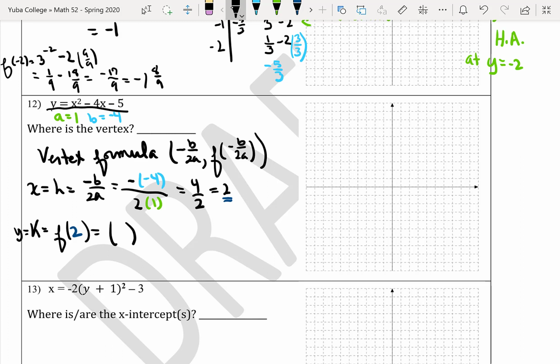Simplifying with order of operations, we have 2 squared is 4, minus 4 times 2, so minus 8, minus 5. So we have 4 minus 8 is -4, -4 minus 5 gives me -9. So our vertex is at the point (2, -9). So when x is 2, y is -9.